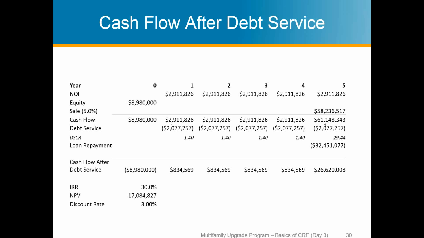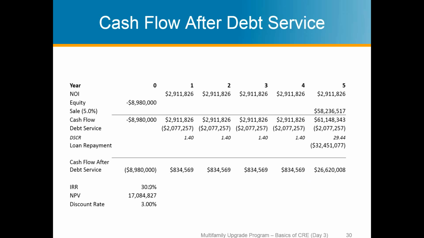Then I get $61 million, but I have debt on it now. So every year I'm paying $2 million in debt. The debt service coverage ratio is 1.4, it's 2.9 divided by 2. But then I also have to repay a loan. In year 5, I have to repay a loan of $32 million. So my cash flow after debt service is an initial outlay of $9 million, and each month I'm getting about $834,000, and at the end of 5 years I'm getting $26.6 million.